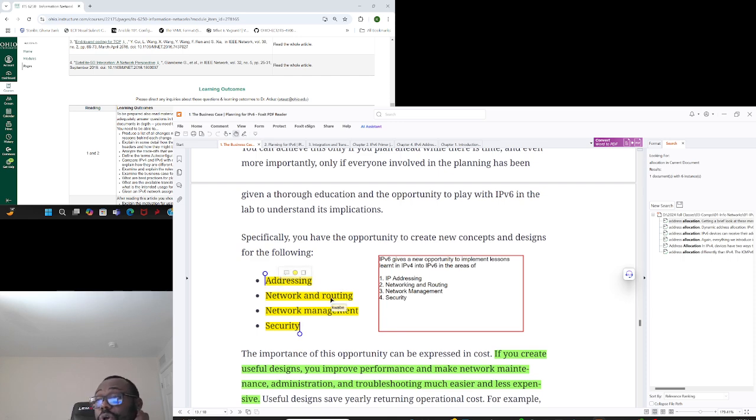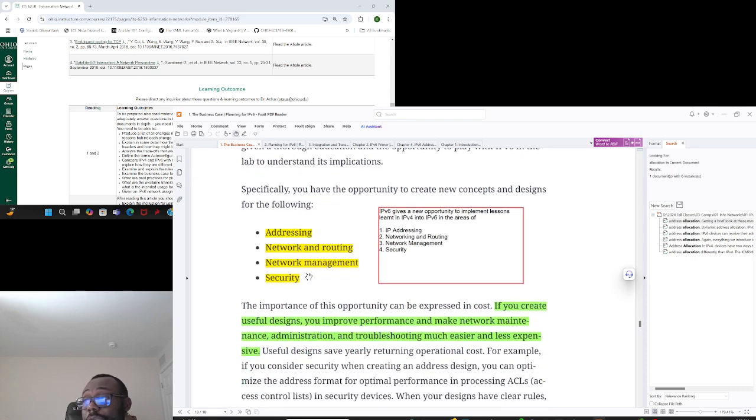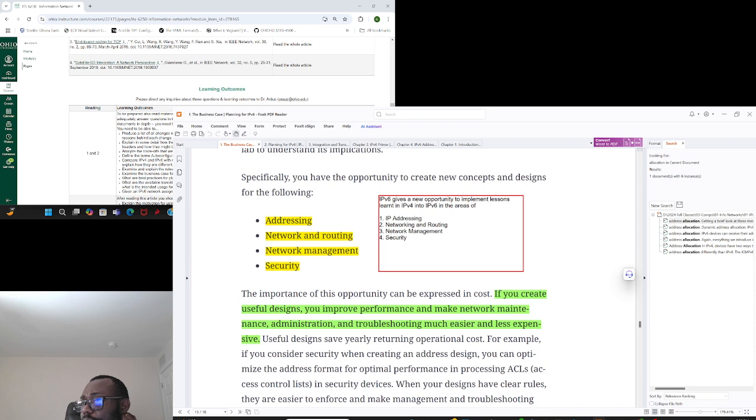You want to be concerned about your network and routing scheme. You want to be concerned about how you're going to do network management. You want to look at security. So you have certain security features already built into the layer 3 IPv6 protocol using the extension headers, which you can leverage, compared to IPv4, where we had to rely on application layers and the transport layer for security, like firewalls and stuff.